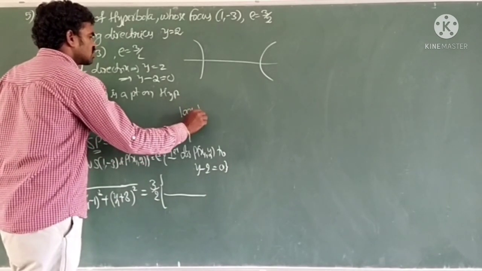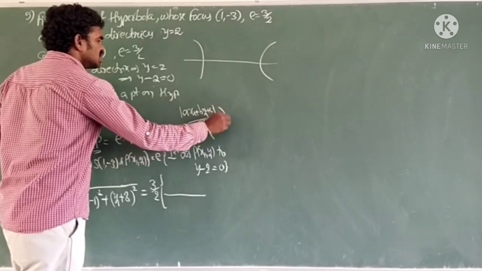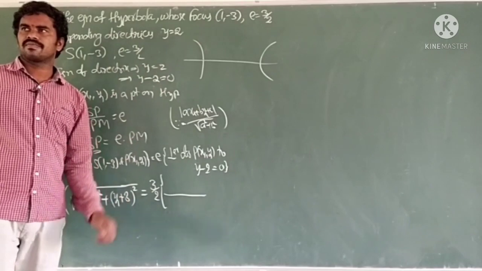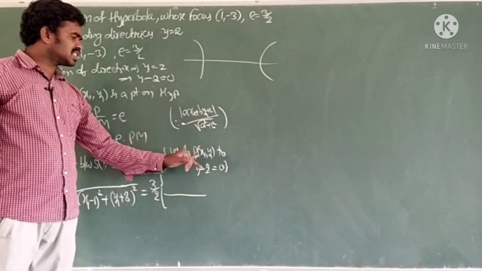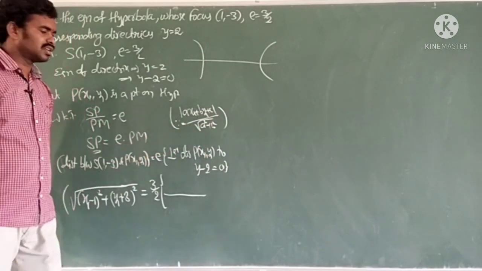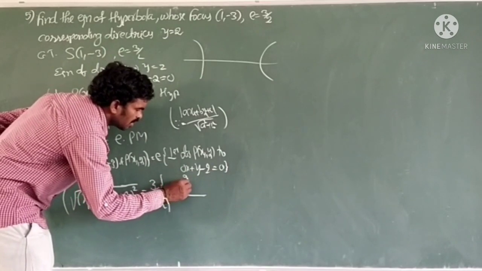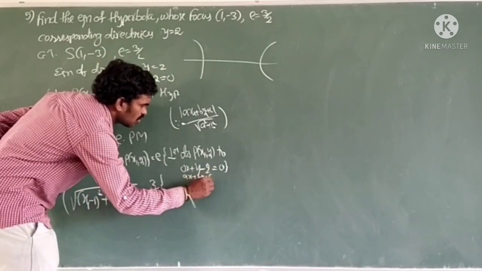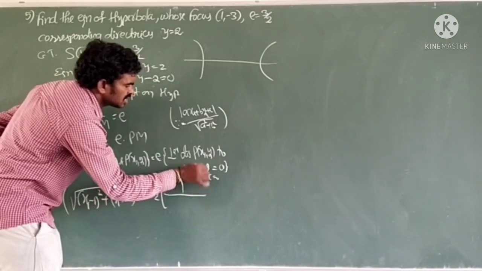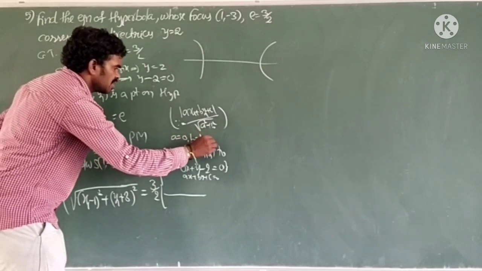Modulus of (ax1 plus by1 plus c) by root over a square plus b square. This is the perpendicular distance formula from a point to a straight line. So, x1, y1 is the point. What are a, b, c from the line equation? Here the x term is not there, that is treated as 0x. So, compare with ax plus by plus c equal to 0. a means 0, b means 1, c means minus 2.